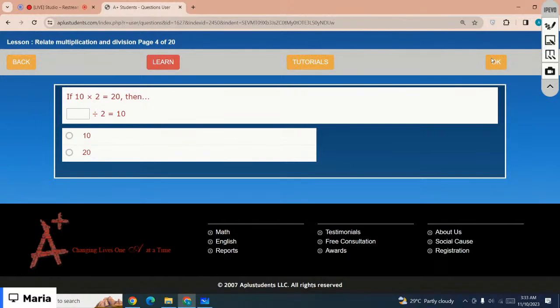The missing number is, very good, 20 divided by 2 equals 10. The correct option is 20.